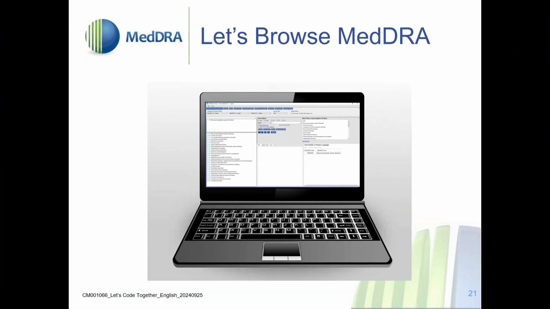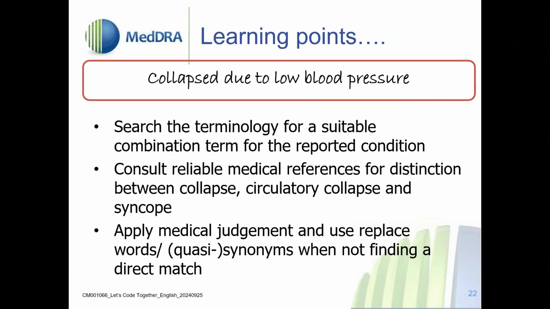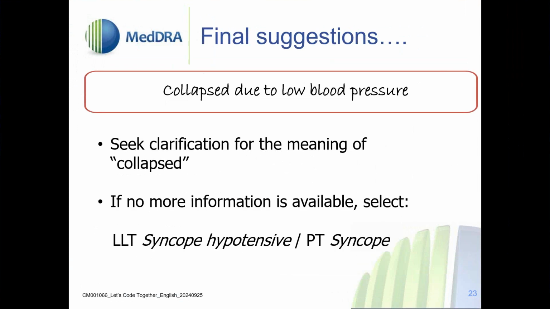Let me go back to my slides. Here we are. So when looking at such a term, you would always look out for a combination term that would capture the full reported information. One would also refer to reliable medical references to first get a clear understanding of the reported condition and to distinguish the reported condition from similar terms. And when not finding a direct match, apply medical judgment. Use replacement words, quasi-synonyms, and also medical terms in order to find a suitable term for such a reported condition.